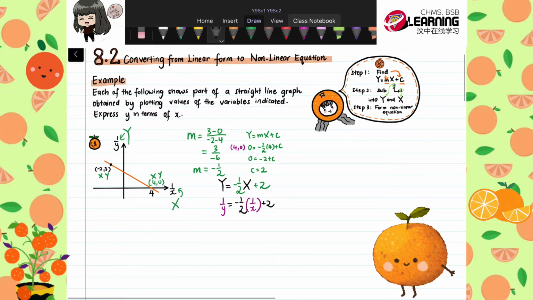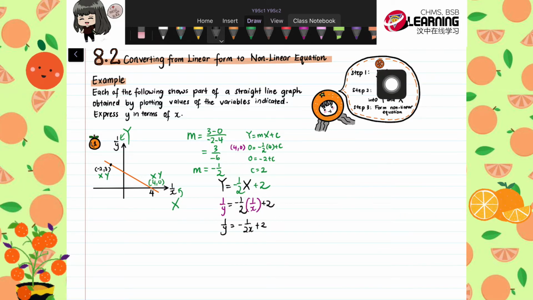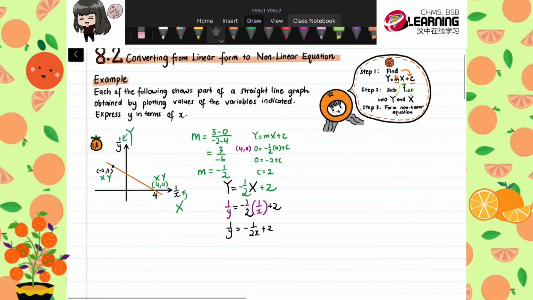Okay, and then actually your final answer should be like this only, but it depends on the question. If the question says form an equation, this is the equation, you can stop until here. But look at this question. It says express y in terms of x, meaning to say that this is not enough. You need to make y as subject here.